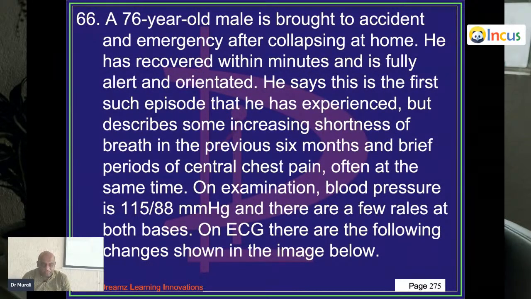A 76-year-old male brought to accident and emergency after collapsing at home. His blood pressure is 115 by 88.